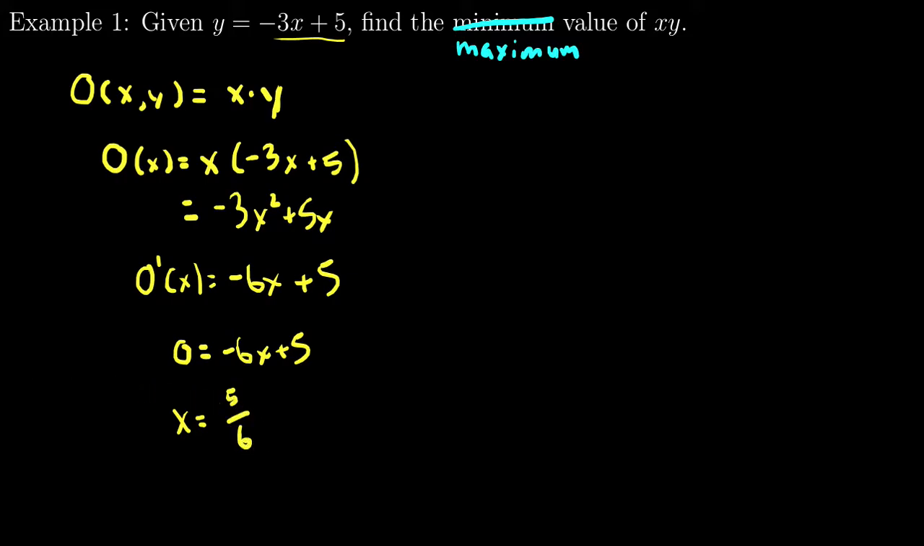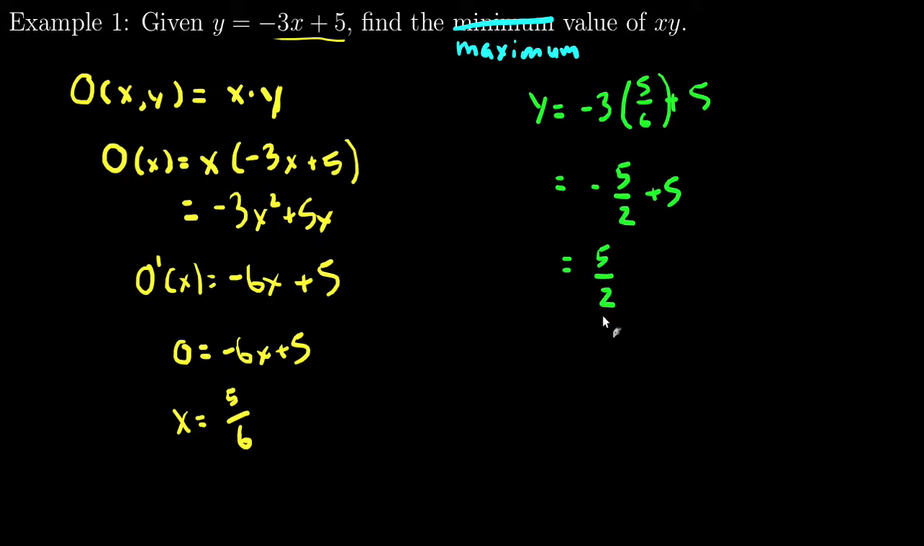And now I have a couple of options. So one option is I can take this information and plug it back in here to find y, and so I'll show that. So negative 3 multiplied by 5/6 plus 5. And negative 3 times 5 is negative 15 divided by 6 gives me negative 5 halves. And negative 5 halves plus 5 is equal to positive 5 halves. And from that, I can go ahead and say, okay, if x is 5/6, y is 5 halves, the largest possible x times y will be 5/6 times 5/2, which is, of course, 25/12.